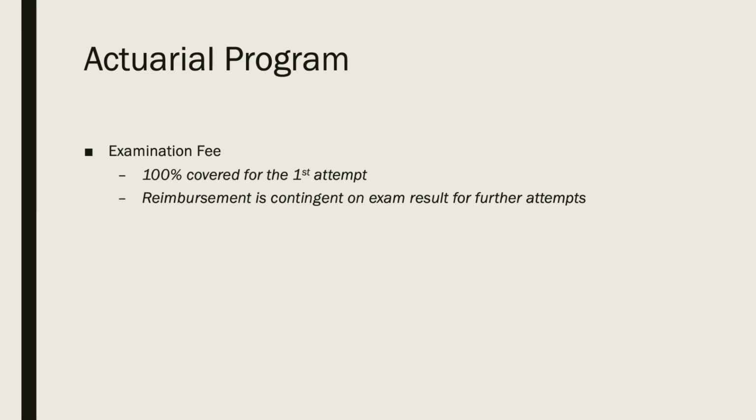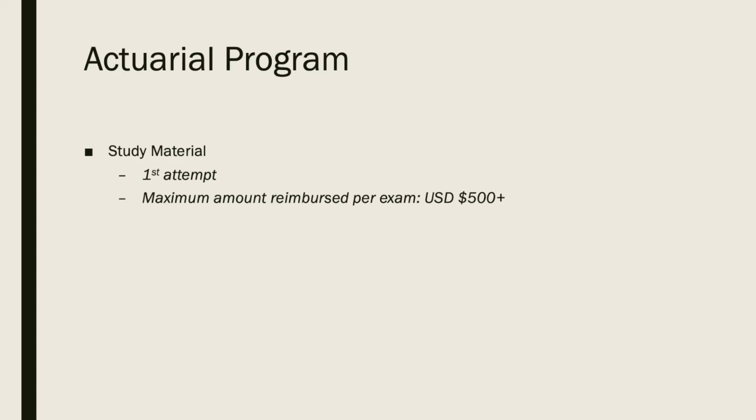For exam costs, for your first attempt, it is always 100% covered. And then starting from your second attempt, the reimbursement is usually contingent on your exam result. So if you pass, the company will reimburse it, but if you fail, then you will have to pay it yourself. Last, we have exam material. So it is usually only covered for the first attempt, and there's usually a maximum amount that can be reimbursed.